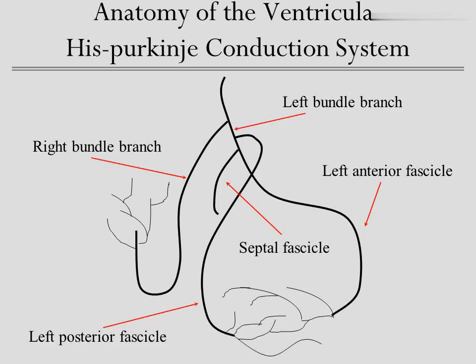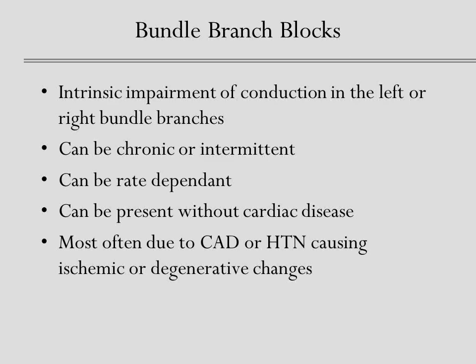Anatomy of the ventricular His-Purkinje conduction system. Left bundle branch. Right bundle branch. Left anterior fascicle. Septal fascicle. Left posterior fascicle.